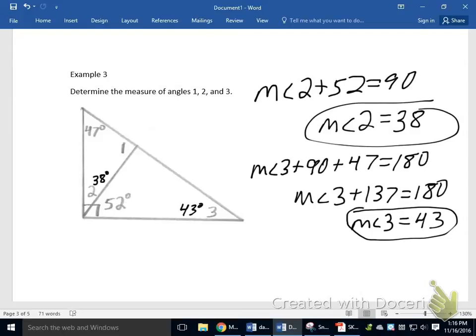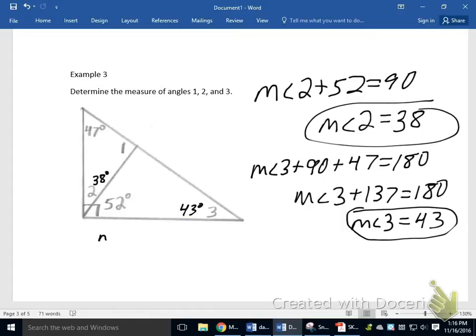Angle 1, you could do it one of a few ways. I could add the 47 and 38 and angle 1 to 180. That's probably where most of you would go with it, and subtract the other 2 angles from 180. That's fine. Just to change things up a little bit, angle 1's an exterior angle, and 52 degrees and 43 degrees are its remote interior angles.